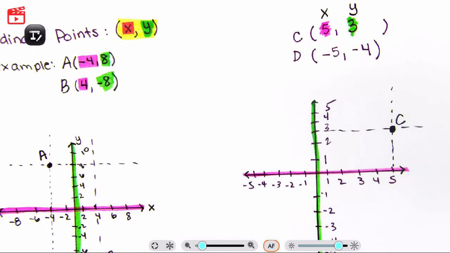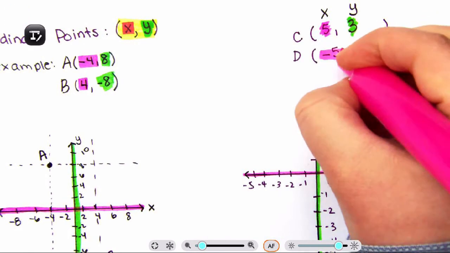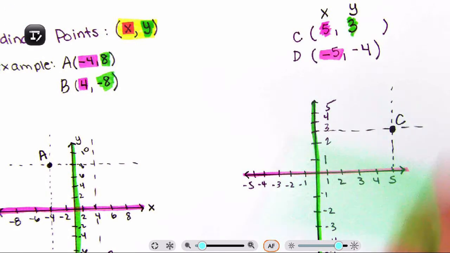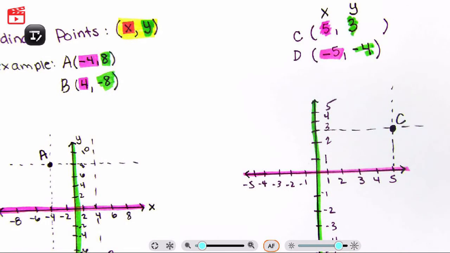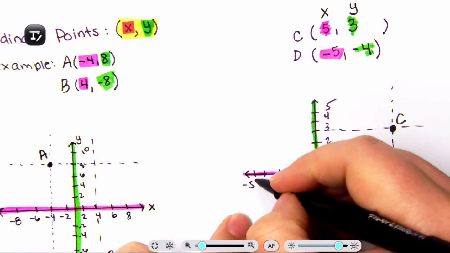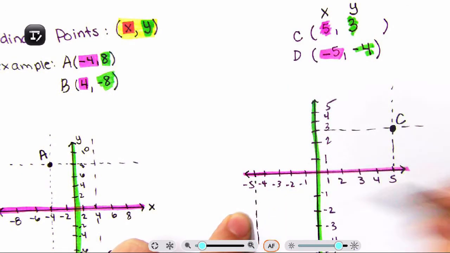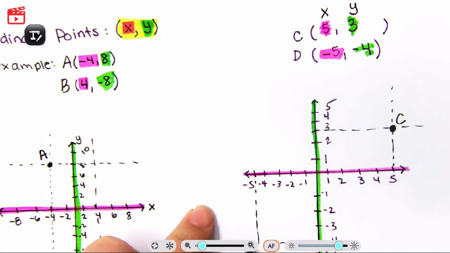Let's do again one last time. For D, -5, then -4. So show me where -5 is. -5 is here. -4 is here. Where do they intersect? They intersect right there, and that is the letter D.